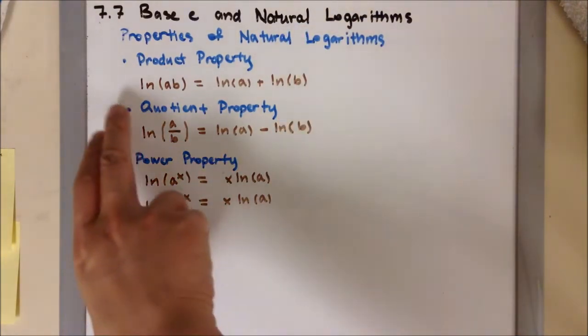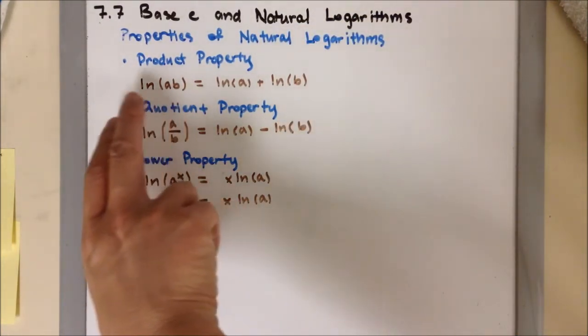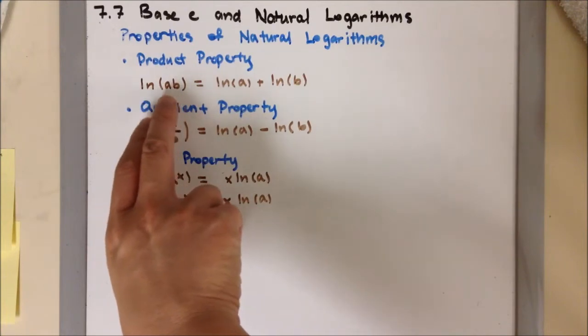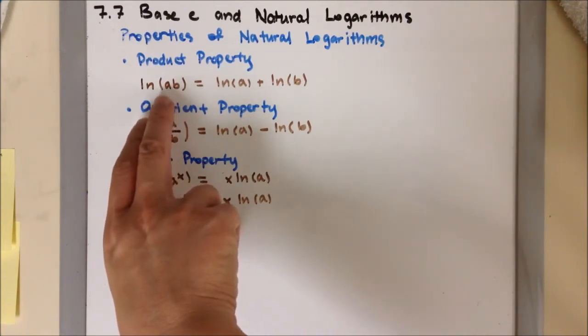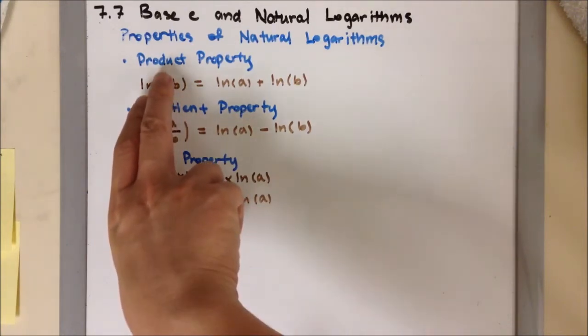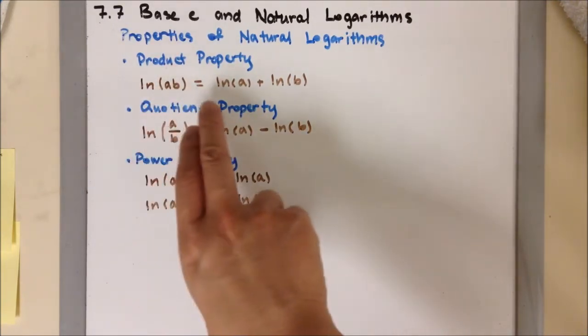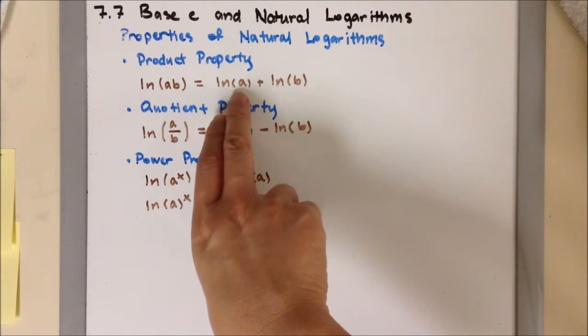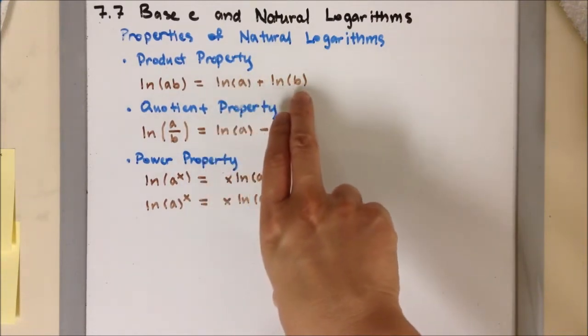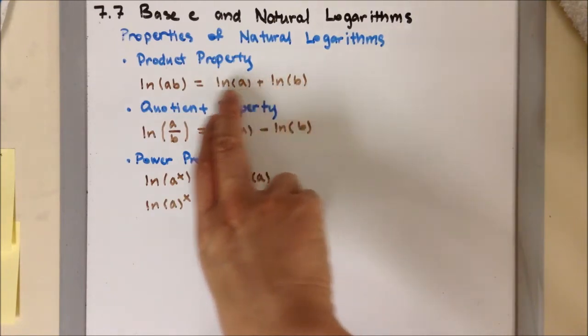So if you have natural log of AB, or ln of AB, inside basically means A times B, hence the word product. So if you were to expand, you can rewrite it as natural log of A plus natural log of B. If you were to condense, you can rewrite it vice versa.